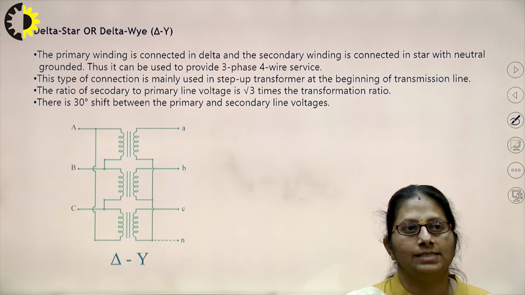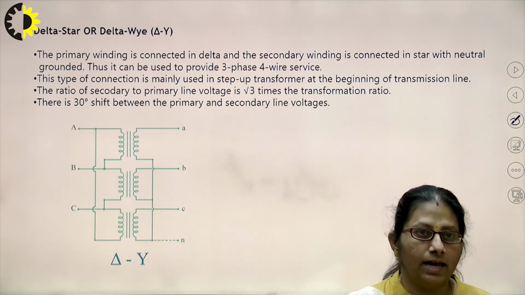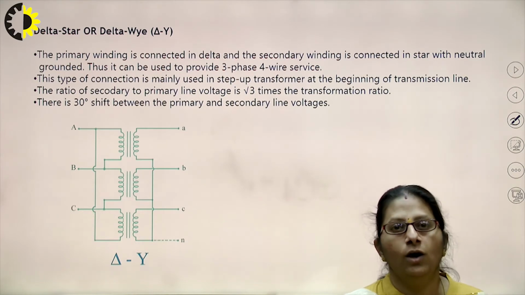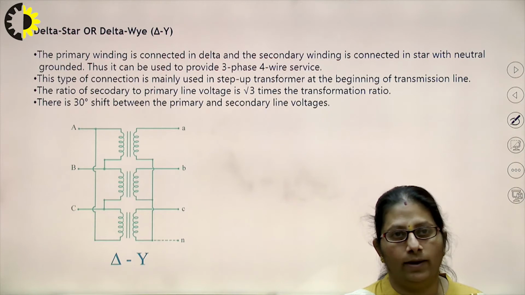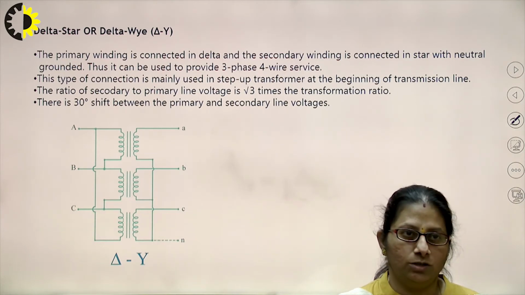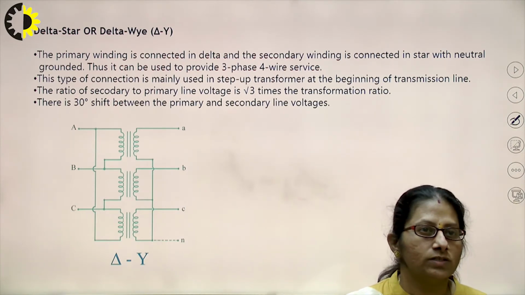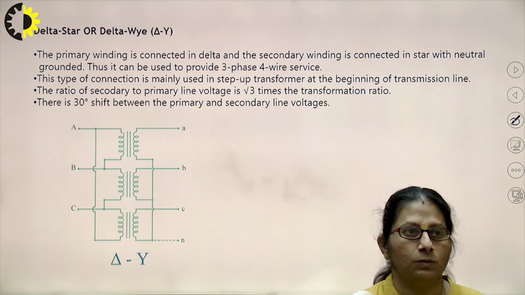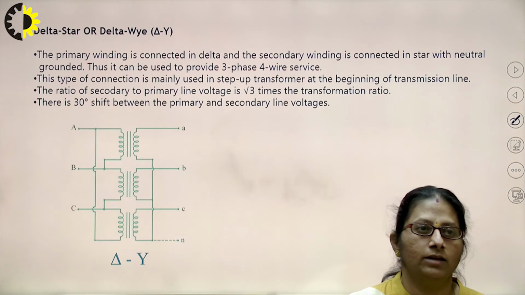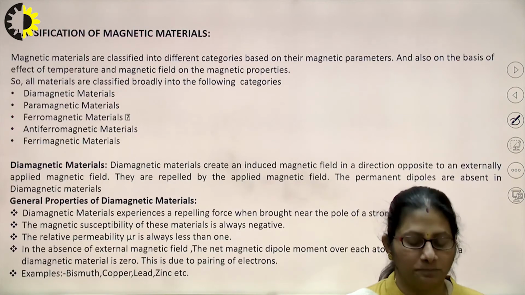The final one, that is the delta-star connection. The primary winding is connected in delta and the secondary winding is connected in star with neutral grounded. Thus it can be used to provide three-phase 4-wire service. This type of connection is mainly used in step-up transformers at the beginning of the transmission line. The ratio of the secondary to primary line voltage this time is √3 times the transformation ratio, and once again there is a 30-degree shift between the primary and secondary line voltages.